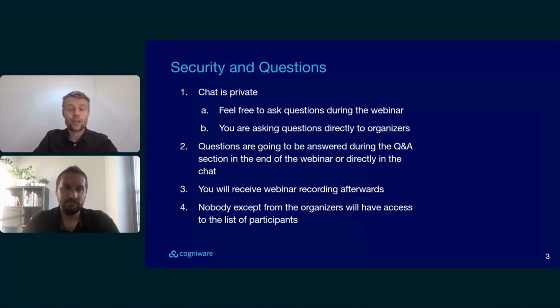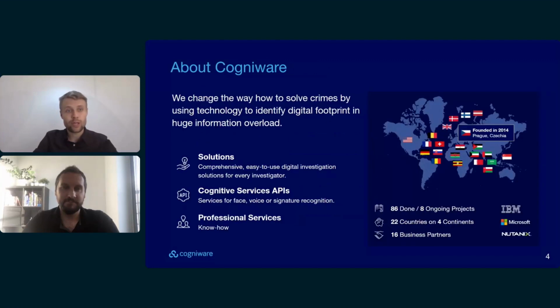And I guess that we can start with the first point, which is the introduction of Cognivar company. Cognivar is a Czech company founded in 2014 in the heart of Europe, in the Czech Republic, and basically we try to change the way how to solve crime and help the good guys with the overwhelming amount of data which they are now facing.